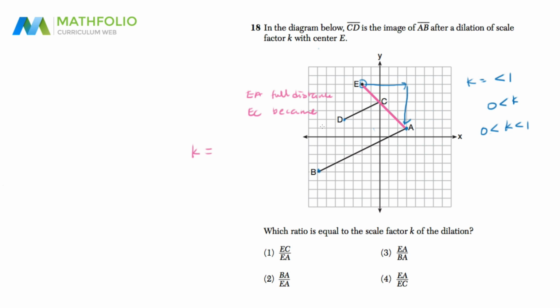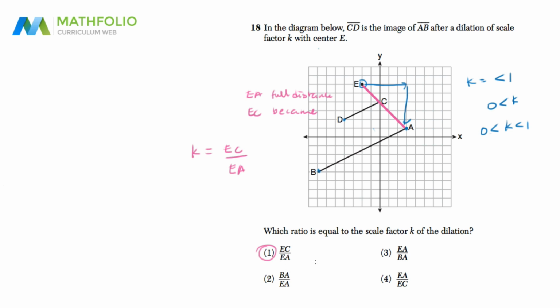So it says which ratio is equal to the scale factor K. So K would have to equal the part to the whole that it became. So it became EC as a fraction of the whole, which is EA. And so our answer is number 1.